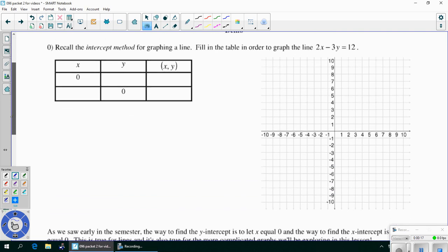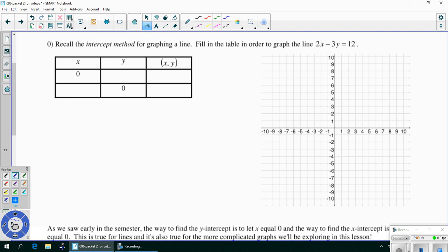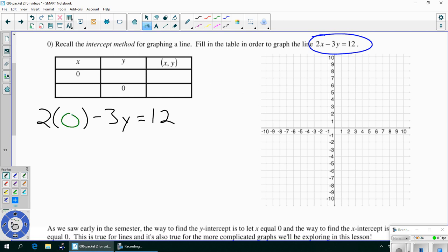Let's try that here. You can see that in the first row of this table, x is 0. So I'm going to copy this original equation right up here, but I'm going to change all of the x's to zeros. So here's everything in the equation copied except for the x, which becomes 0. And now we just have a little bit of algebra to do to find the corresponding value of y.